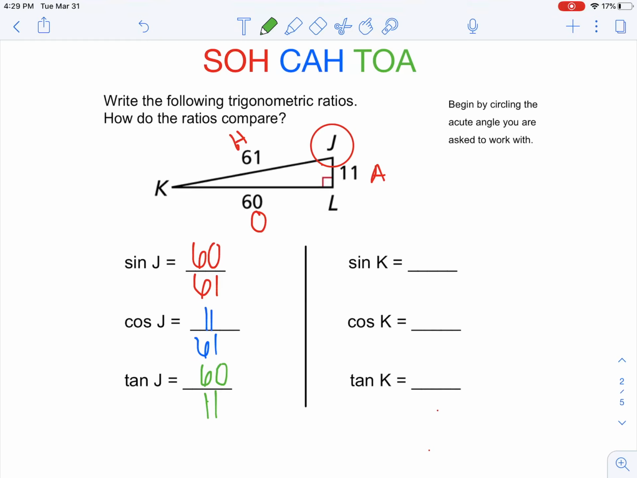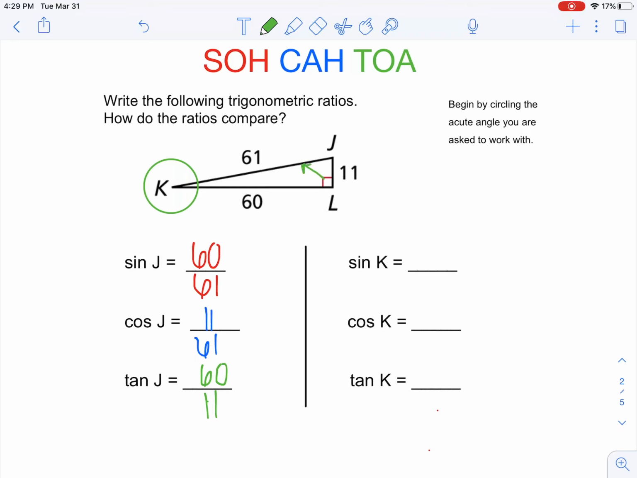My next three examples are working with angle K. So we see sine of K, cosine of K, tangent of K. So I'm going to go ahead and erase the markings on my triangle, and I'm going to go over and circle angle K.